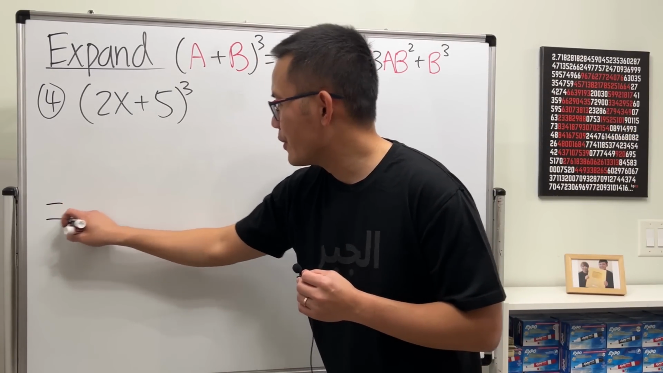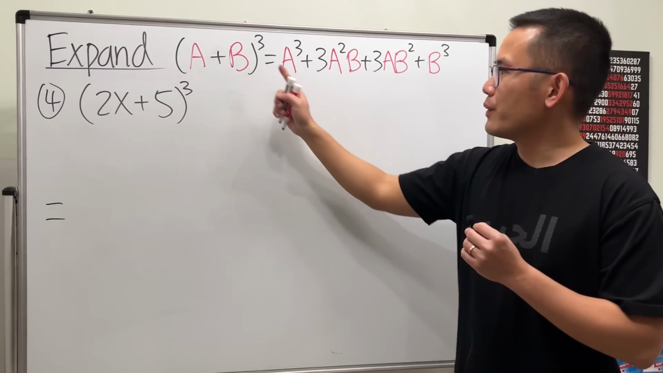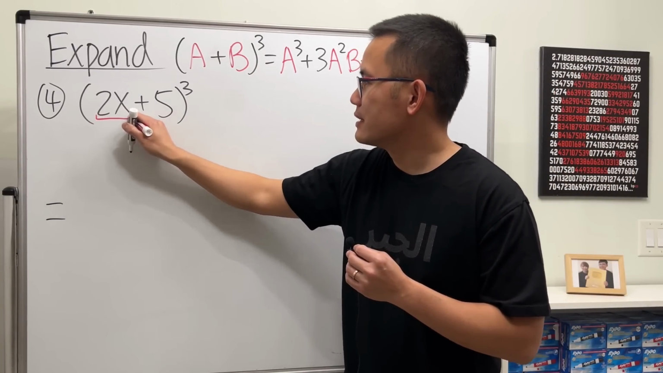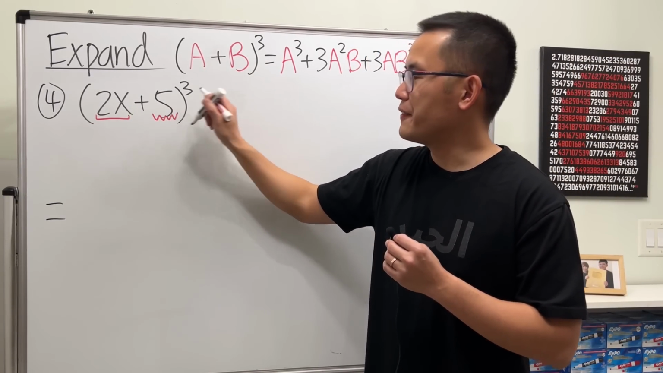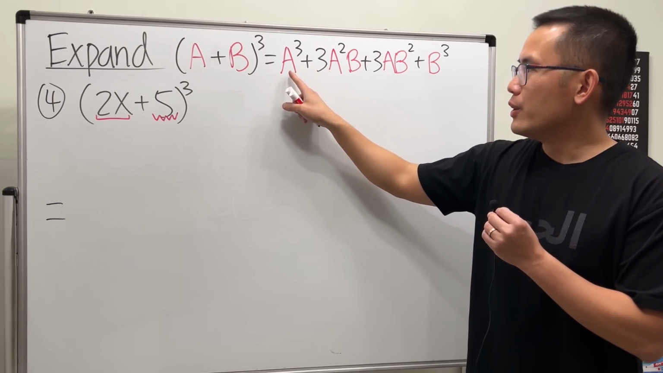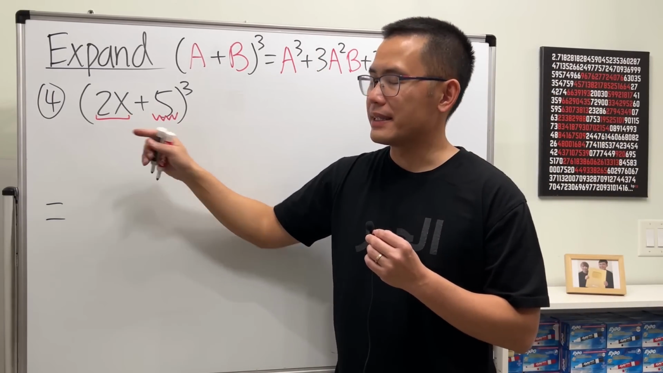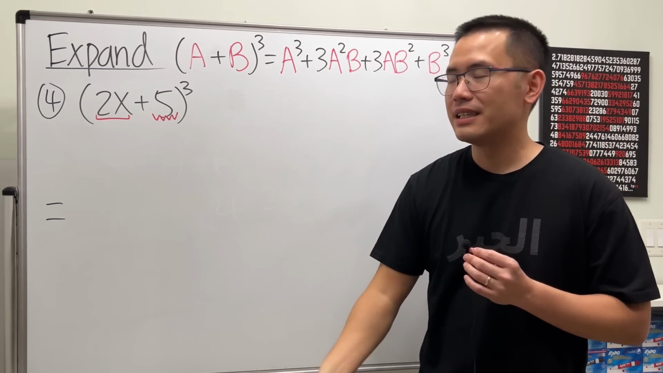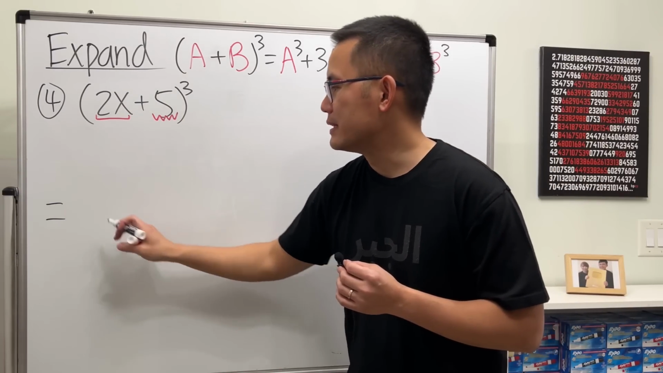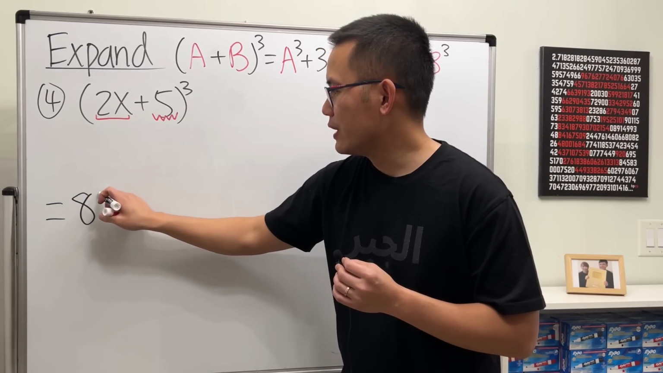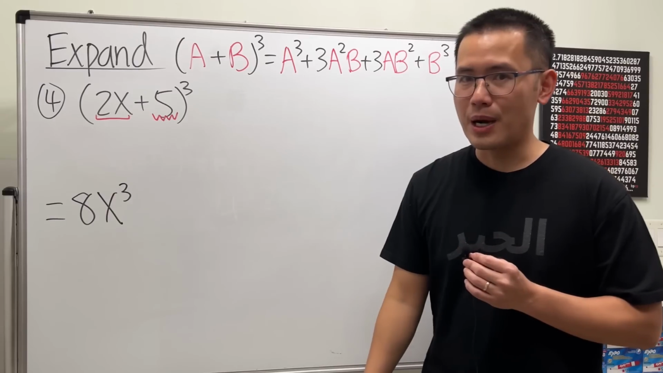Now, for number 4, we are dealing with the third power. Here we go. We'll use this formula. So a is the 2x, b is the 5. Start off by doing a cubed. So 2x in the parentheses, cube that. 2 to the third power, 2 cubed is 8. And then also do the x. So 8x to the third power.